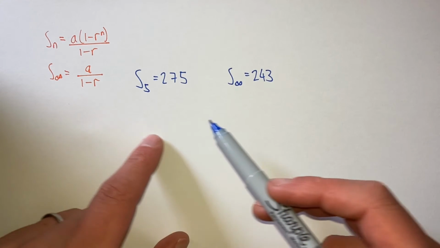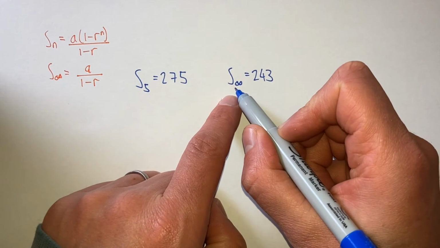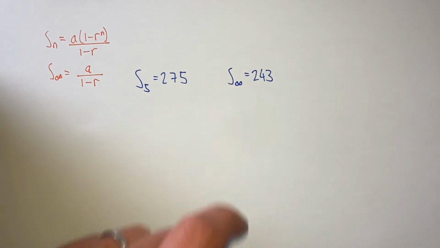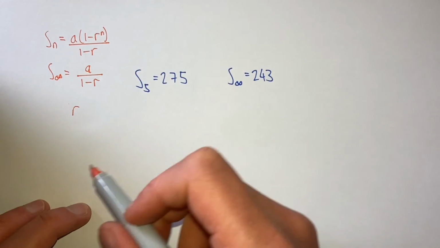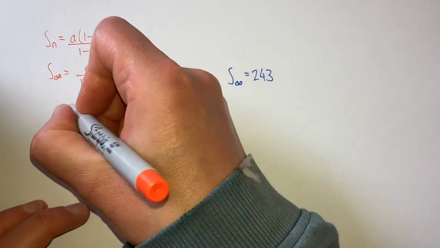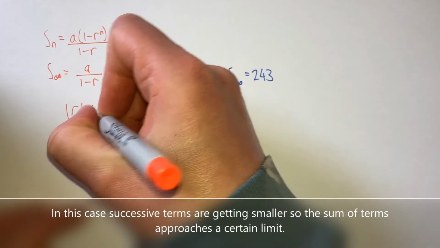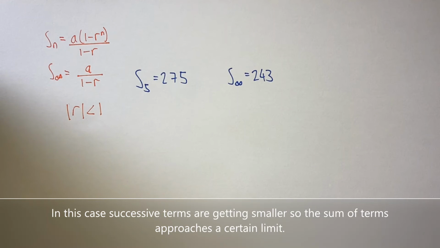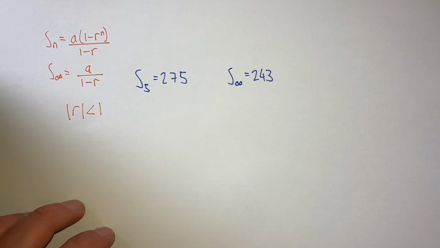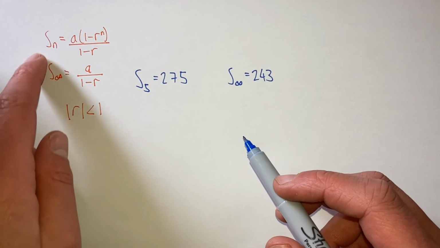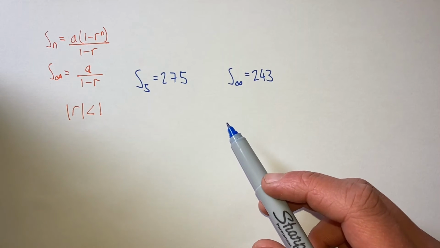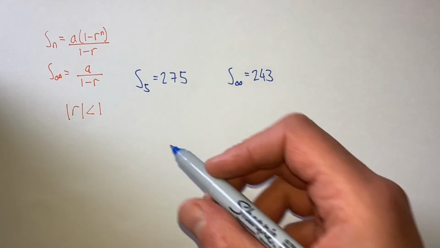Well, the first thing to note is that for there to be a sum to infinity, r, the common ratio, must be between -1 and +1, or we could say the modulus of r has to be less than 1. Otherwise there will be no sum to infinity. Let's use these formulae to find the first term and the common ratio.